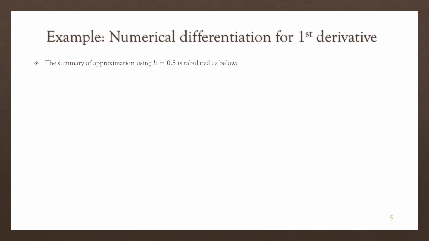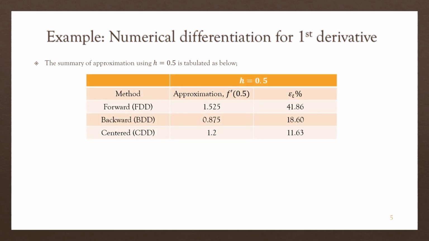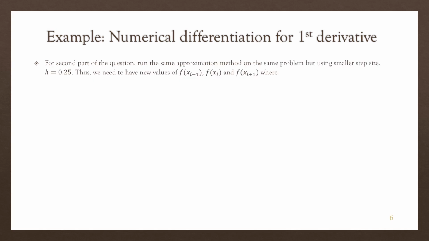So we can summarize all the approximations after we solve using three different methods but using the same step size. The step size was 0.5. We have these three methods: forward, backward, and centered divided difference. So here are the approximations for the first derivative at x equal to 0.5 and their respective true errors. We can see that the largest error was from the forward finite divided difference. The rest have small error.